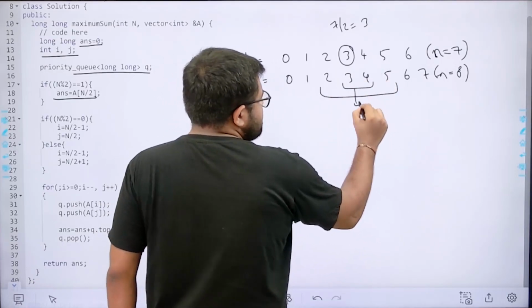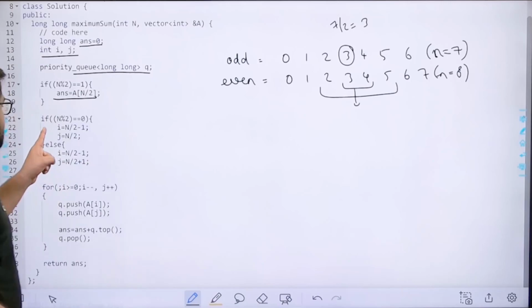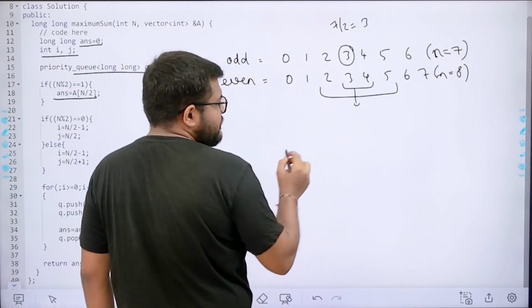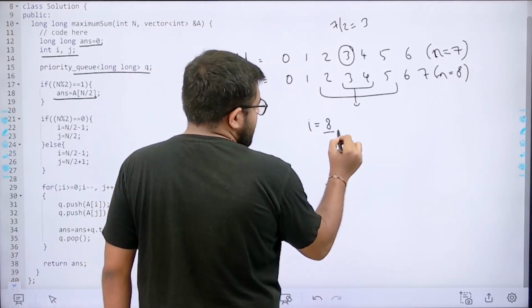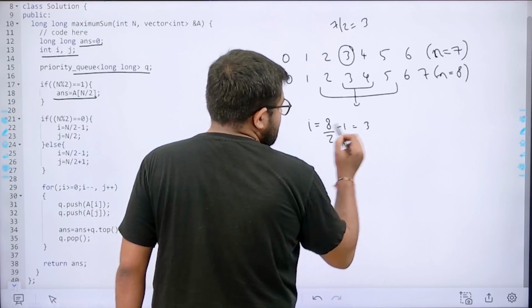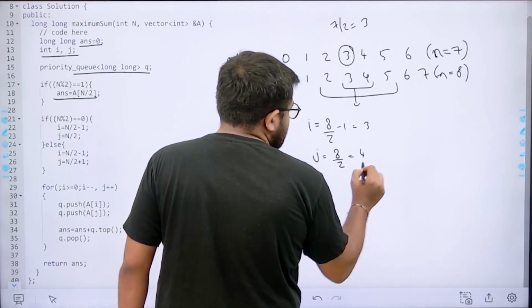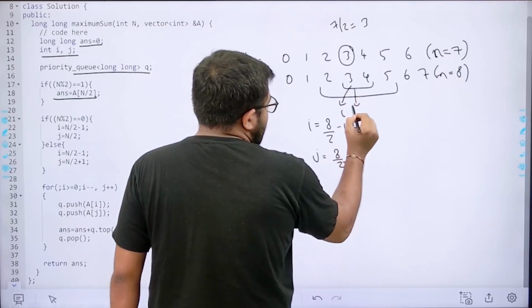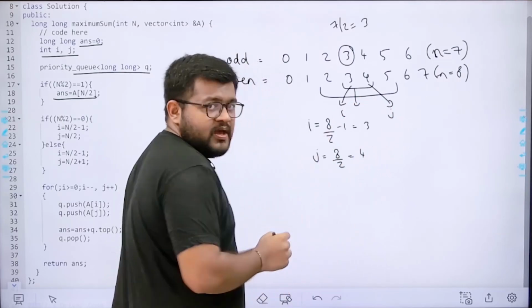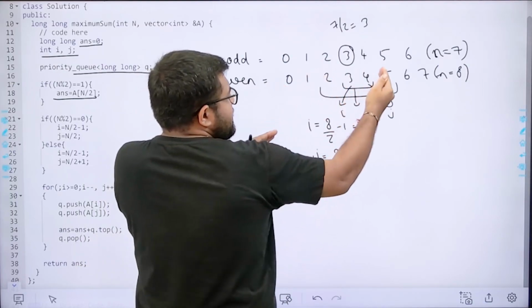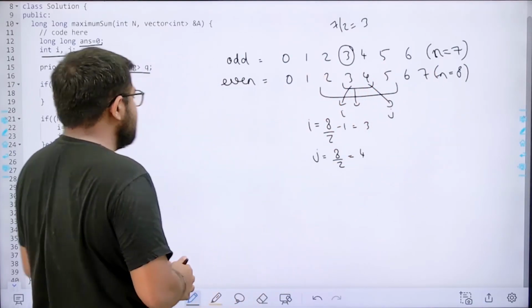So what are the indexes of these two elements? It is I equals to n by 2 minus 1 and j equals to n by 2. What is n? n is 8. This is the case of even. So I is equal to n by 2 minus 1, which is nothing but 3, and j is equal to n by 2, which is nothing but 4. So this is my I and this is my j. Okay. Now what I'll do, at every step I'll decrease I by 1 and increase j by 1. Okay. Are you getting my point?